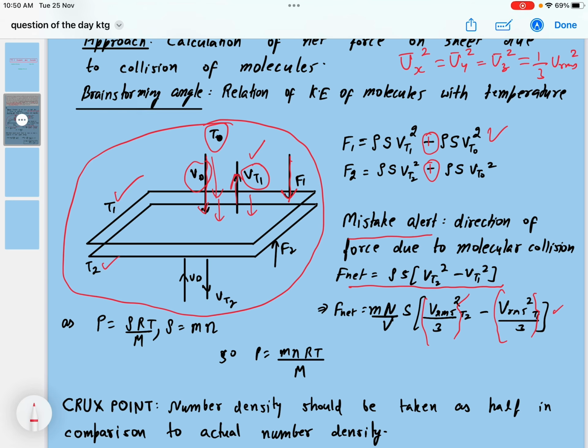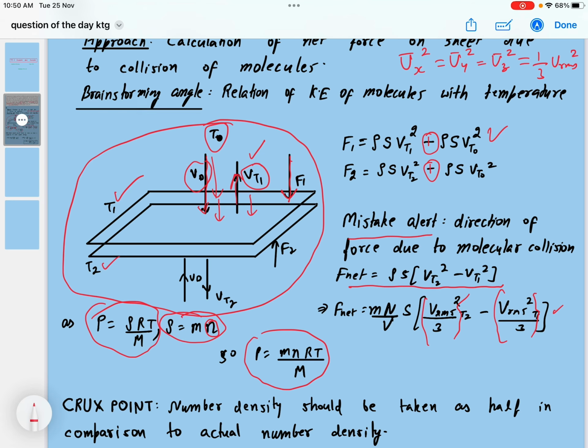Now the pressure expression we know: P is equal to rho RT by M, and rho is M into n. What is n here, beta? n is the number of molecules per unit volume, meaning number density. So P is MnRT by M. Now I am substituting the net force here.